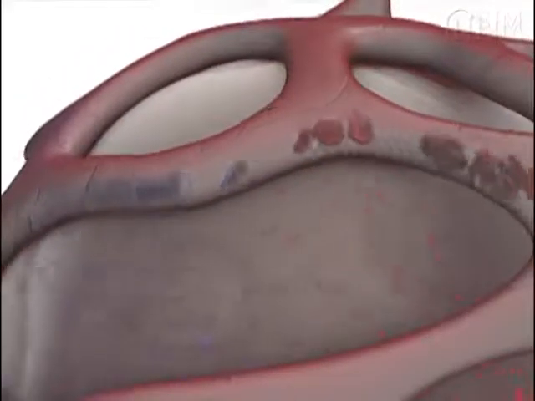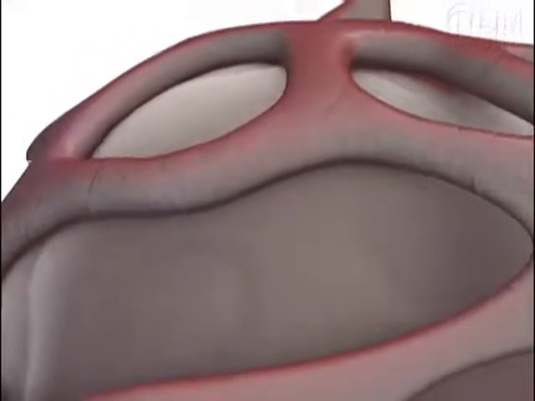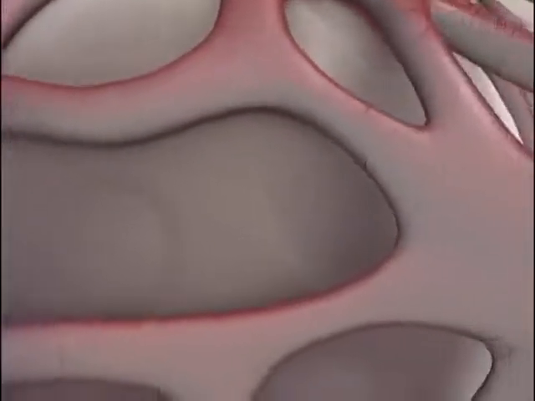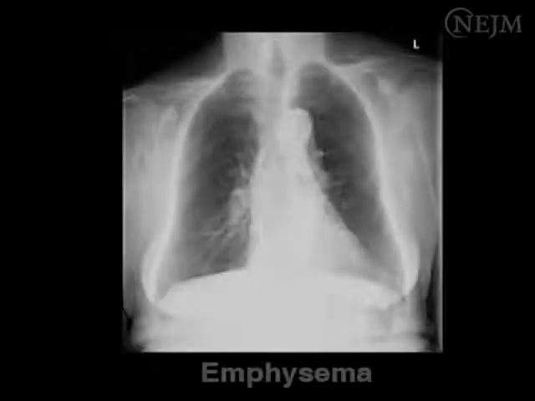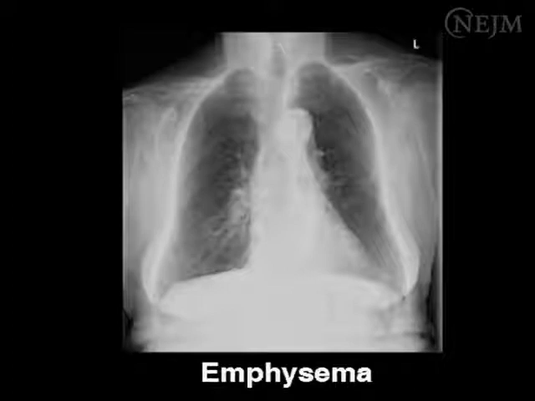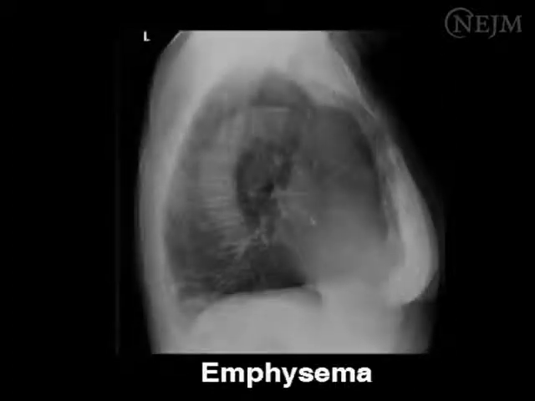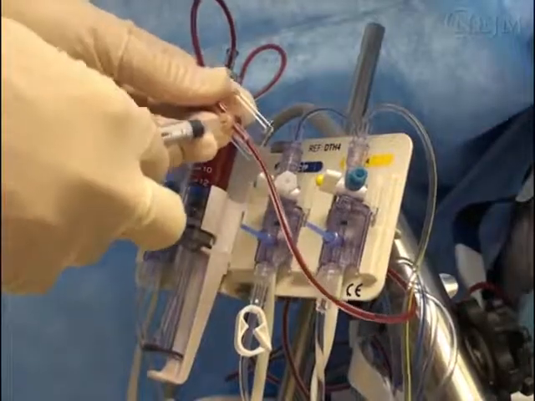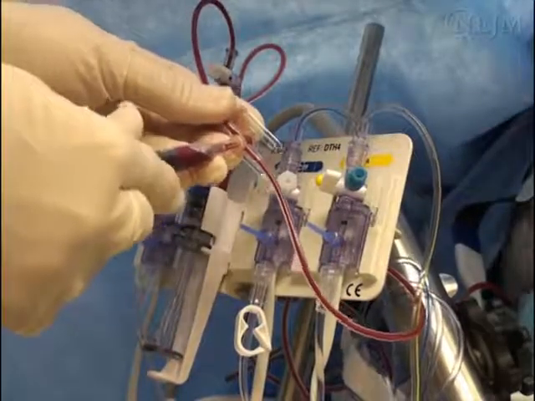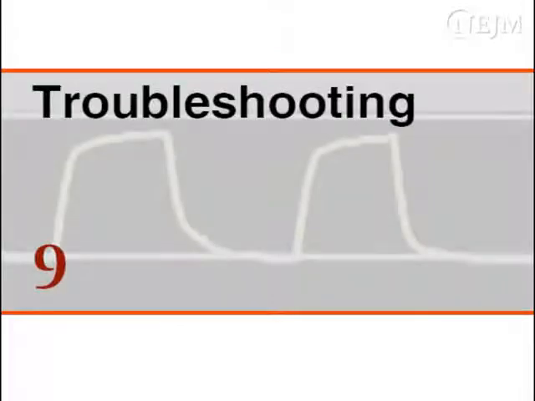A gradient exists between the partial pressure of arterial carbon dioxide and EtCO2. This gradient increases as the dead space volume increases. In disease states characterized by increased dead space and ventilation-perfusion mismatch, such as emphysema, an arterial blood gas analysis is necessary for an accurate determination of the partial pressure of arterial carbon dioxide. Troubleshooting.